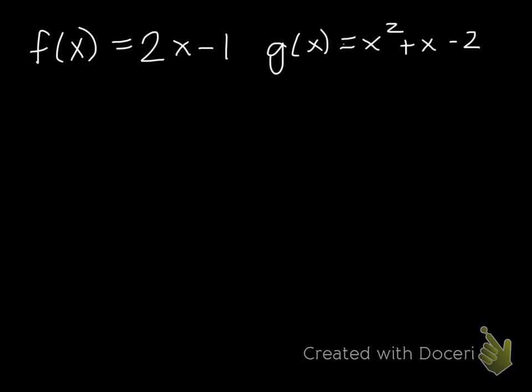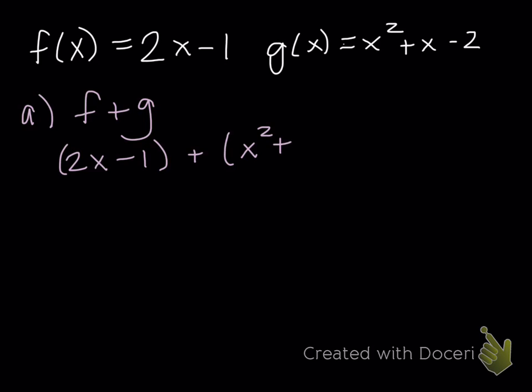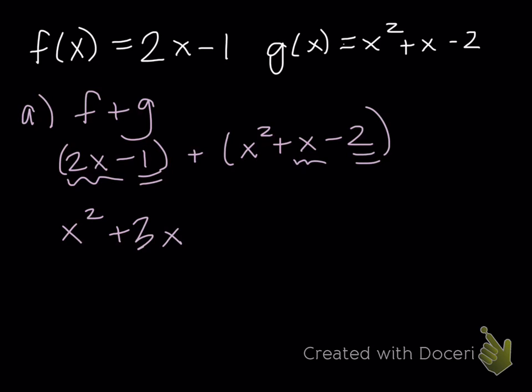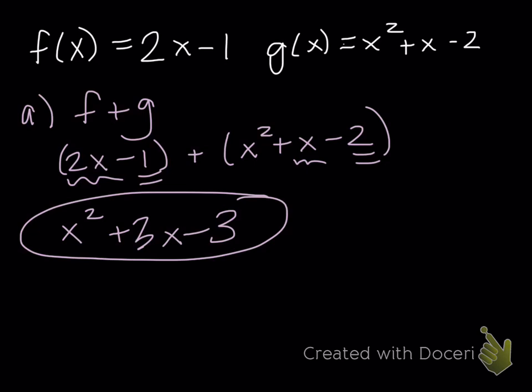And the first calculation we're going to talk about is adding. So f plus g. And it really is as simple as it sounds. You take your f function, which is 2x minus 1, and add it to my g function of x squared plus x minus 2. When I look at this, the only terms I can combine are 2x and x, and then my constants. So I have x squared plus 3x minus 3. And this is our final answer for adding. To tie in what we did yesterday, our domain is negative infinity to infinity because there are no fractions in this problem.